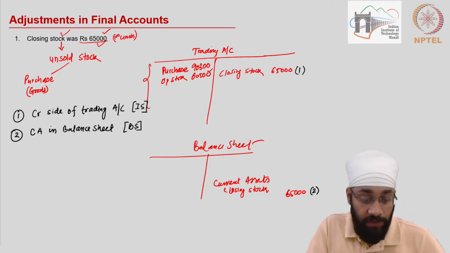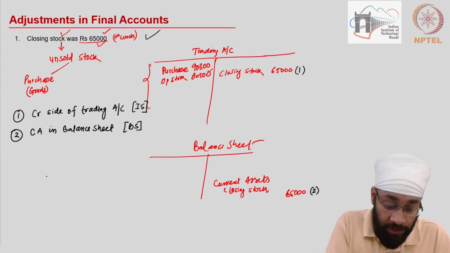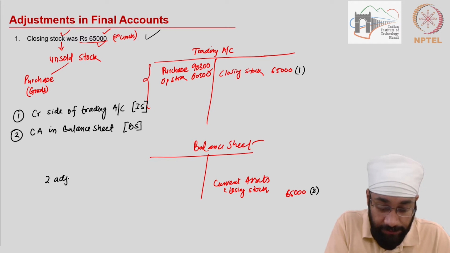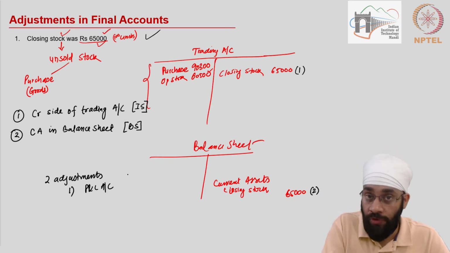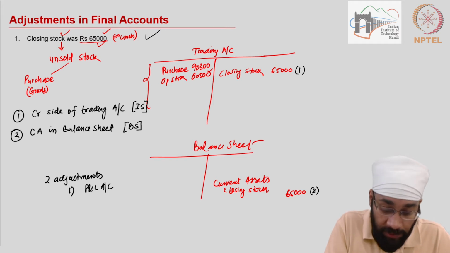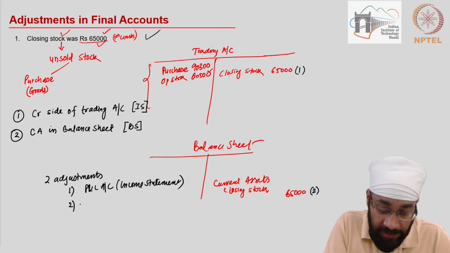So what we learn from this is that for this adjustment, we did two adjustments. One adjustment in the profit and loss account, because the profit and loss account includes both the trading account and profit and loss account, or we could say income statement. And the other impact is in the balance sheet.